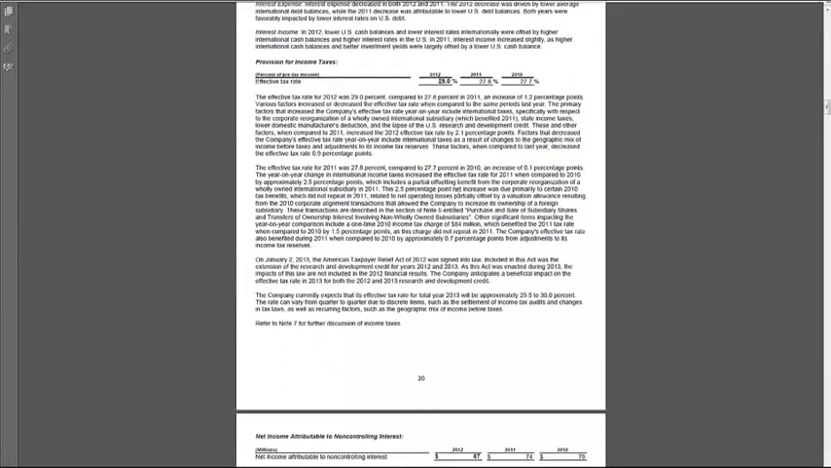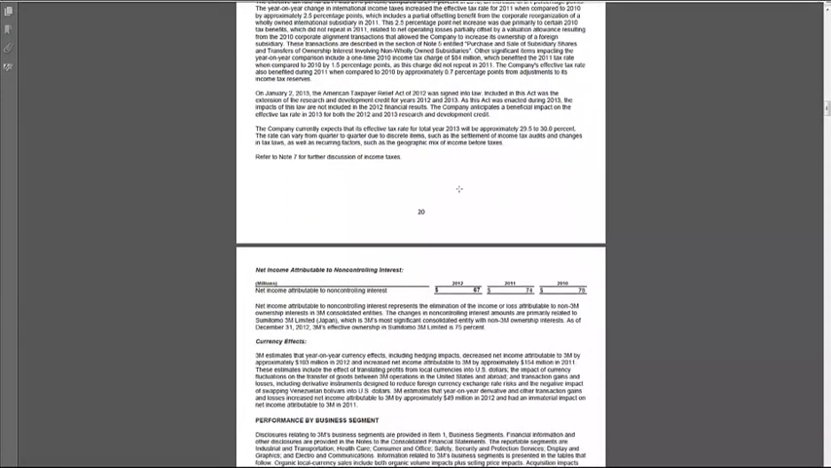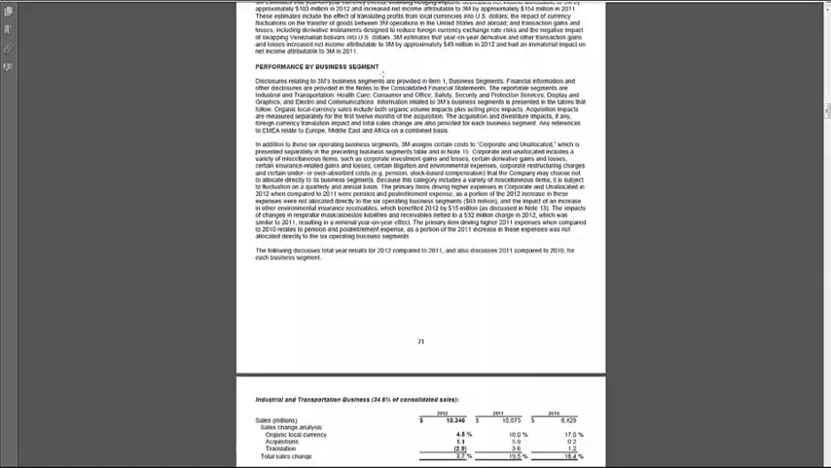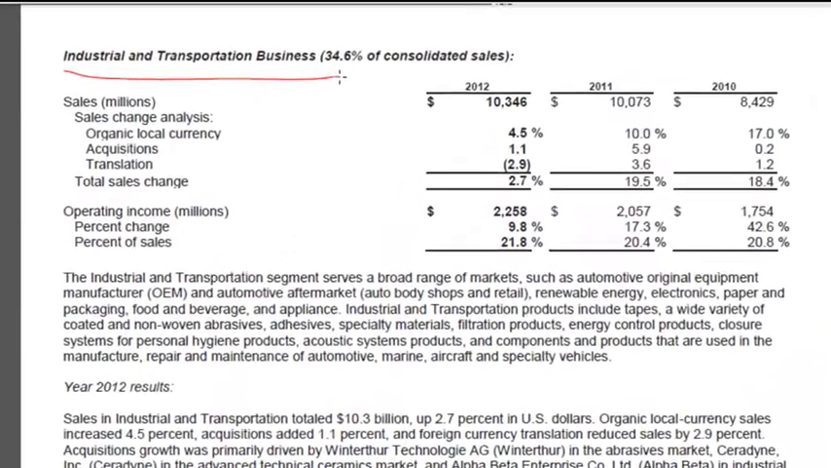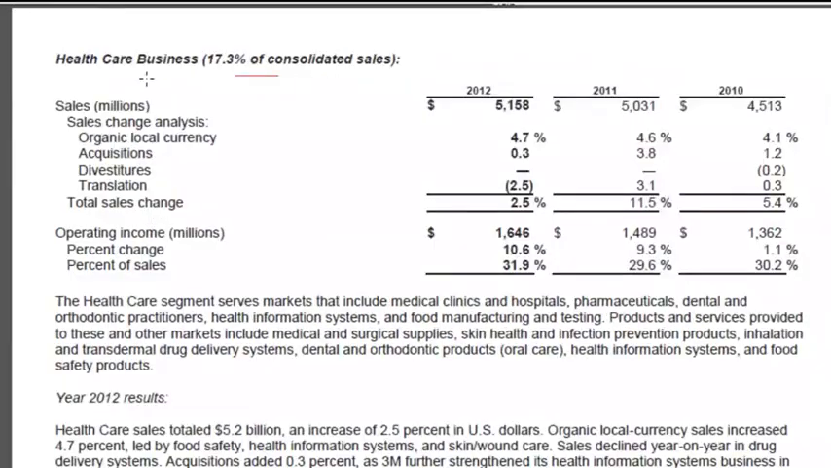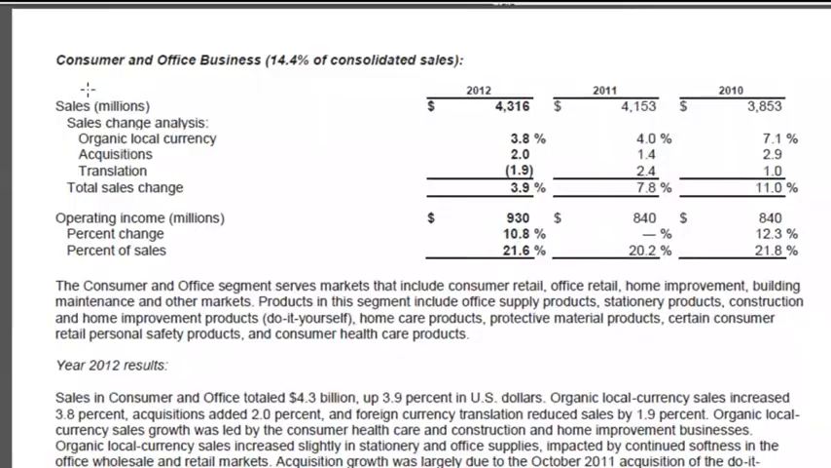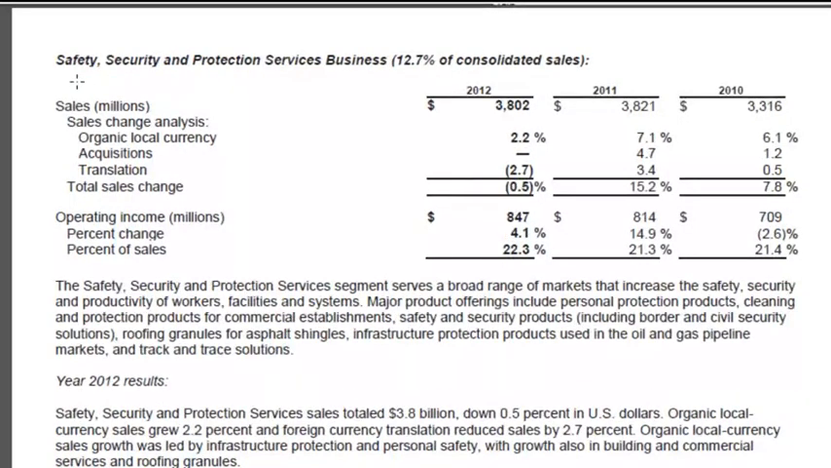Same thing with interest income and interest expense, income taxes. And then as I mentioned, they go through each segment, like industrial and transportation business, healthcare business, consumer and office business. So this is the Post-it note segment. Safety, security, and protection services. Maybe this is Post-it notes.